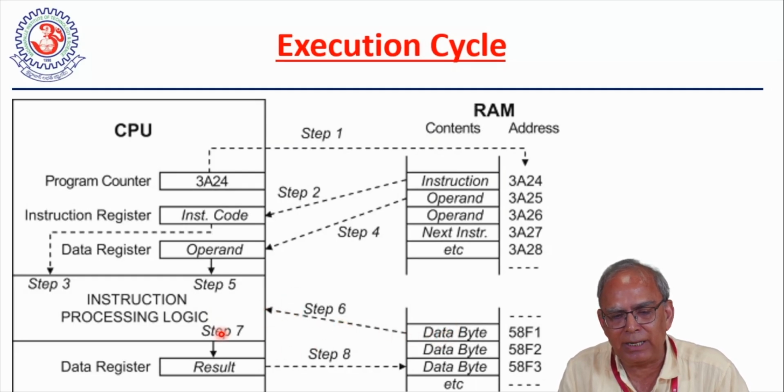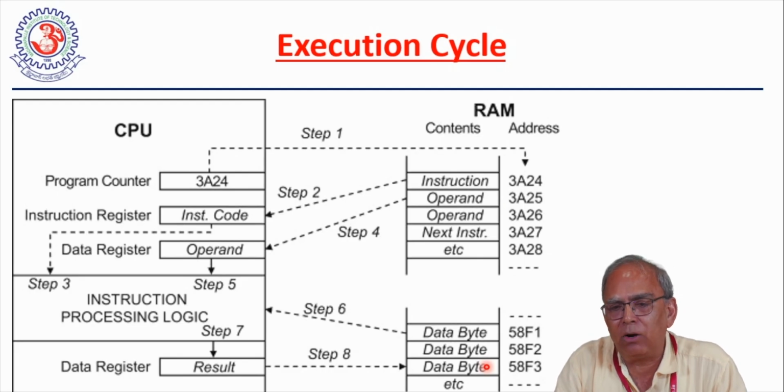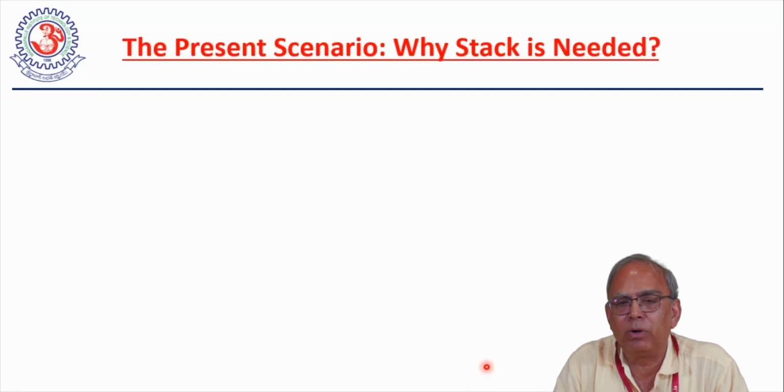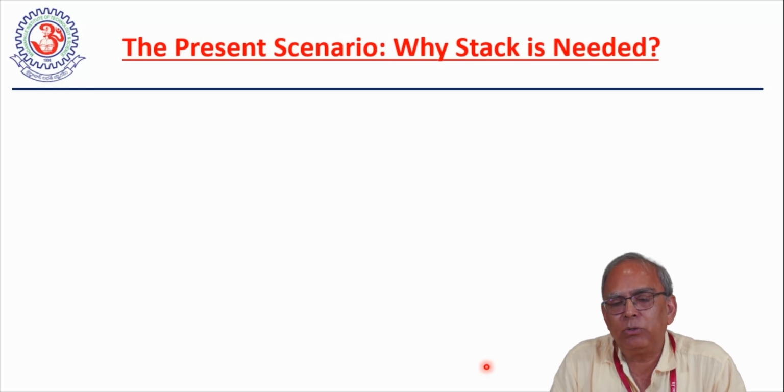And then in step 7, we have the results available in the data register, and finally this will be written back to the memory. So this is called one complete execution cycle. Okay, and so you can see there are a lot of processes involved here. Okay, now the question is, what is the role of the stack?